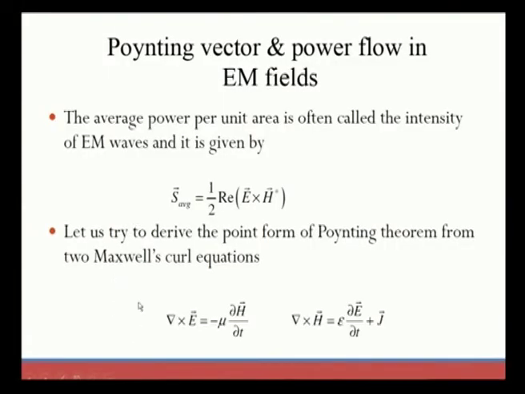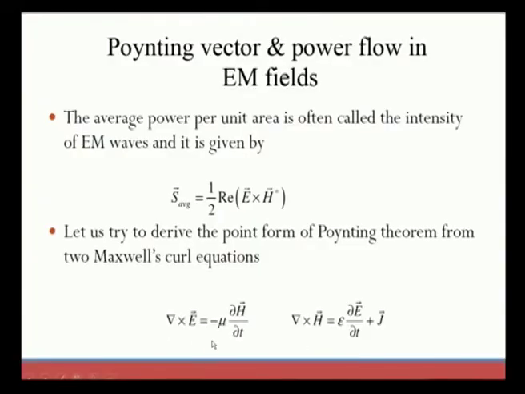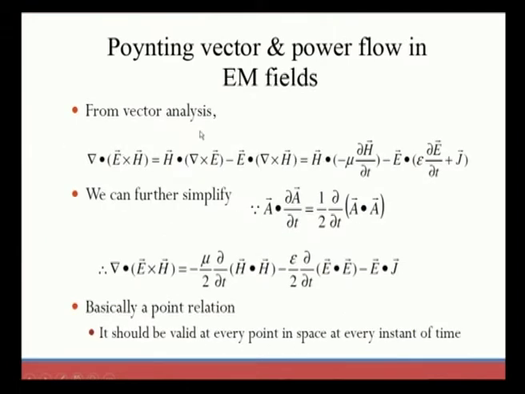From the previous session we know the Maxwell's curl equations will be this, where we can observe that the electric field is dependent on the magnetic field and the magnetic field is dependent on the electric field. So with the help of the magnetic field we can create the electric field, and with the help of the electric field we can create the magnetic field. These are the two equations that we found from Maxwell's equations, and based on this we are going to prove the Poynting theorem. So, let us start.